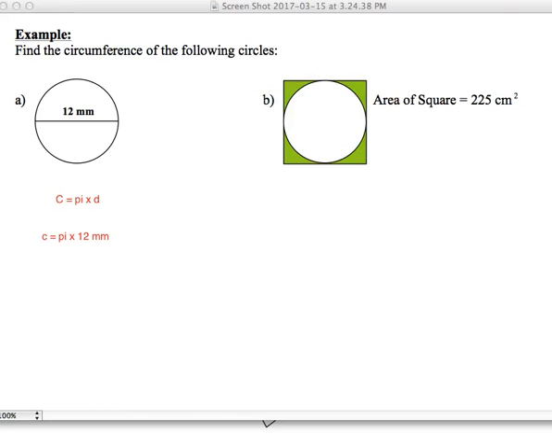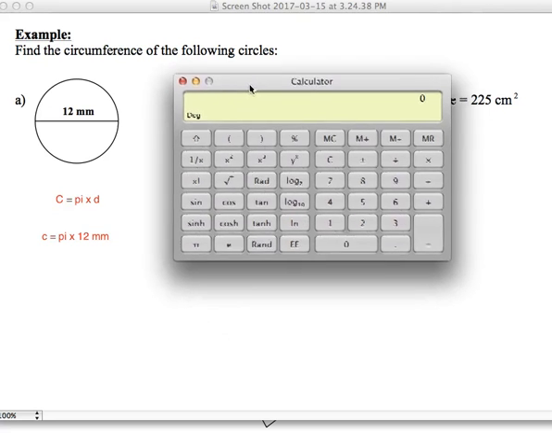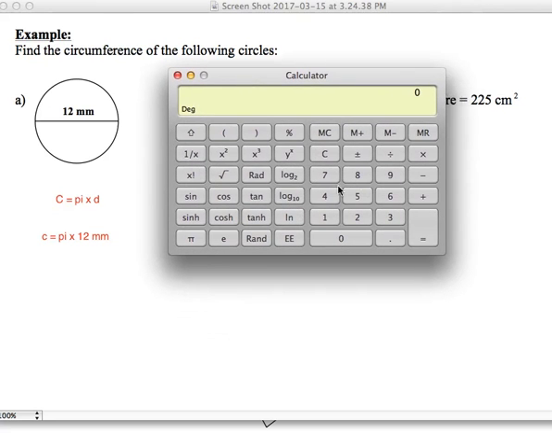So let me get out my calculator. Because of all the numbers that are in pi, I say, all right, pi times diameter. Pi is right there. See, it's got a whole lot more numbers, and there are even more that aren't showing on the screen. Just multiply that by 12 millimeters, and that gives me the answer for the circumference. 37.699, blah, blah, blah.